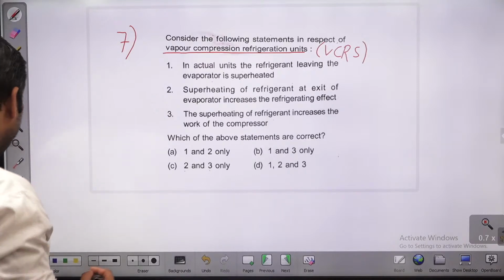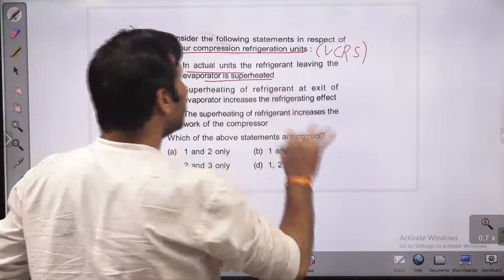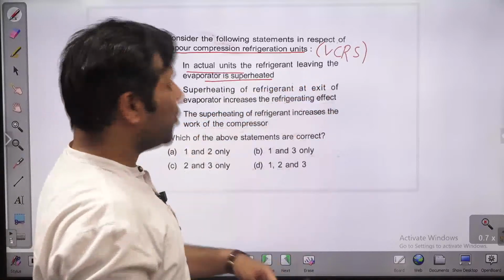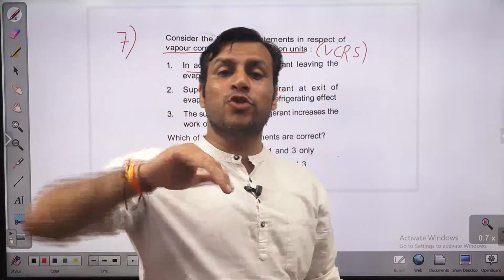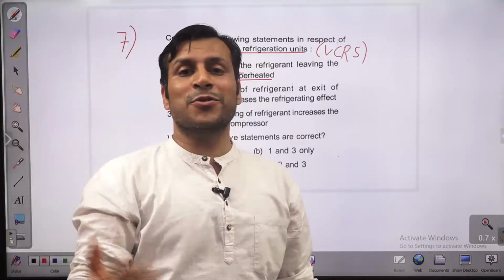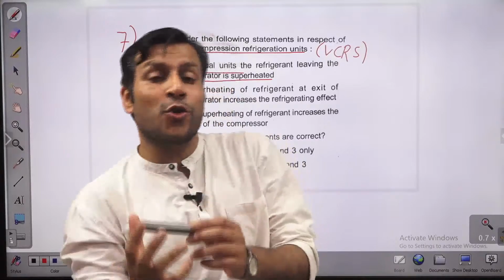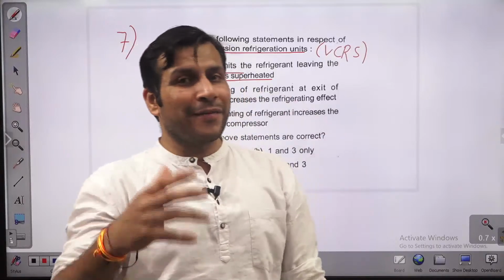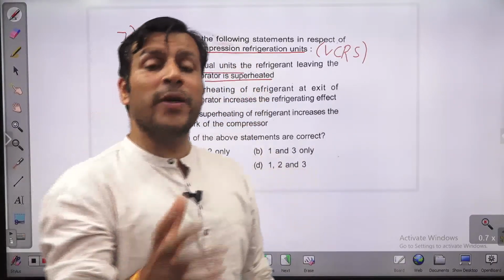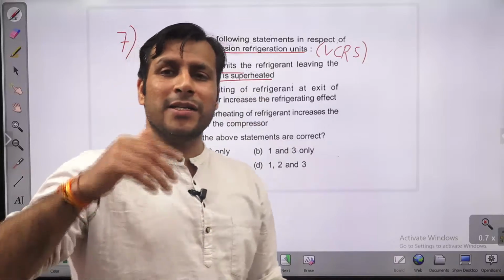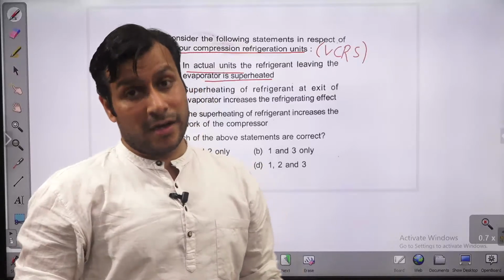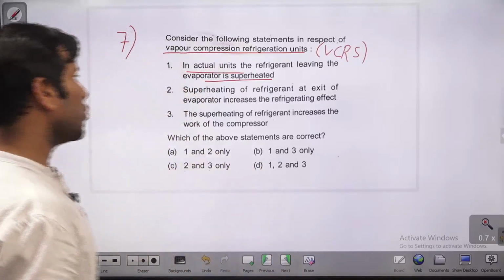What do you feel? When you are carrying out superheating in the evaporator, generally we allow superheated refrigerant to come out from the evaporator so that we can ensure no liquid enters the compressor, because if liquid enters the compressor, that can damage it. We cannot allow liquid to enter the compressor. That's why it is always recommended to have some superheating at the exit of the evaporator or before the entry of the compressor. So point 1 is right.